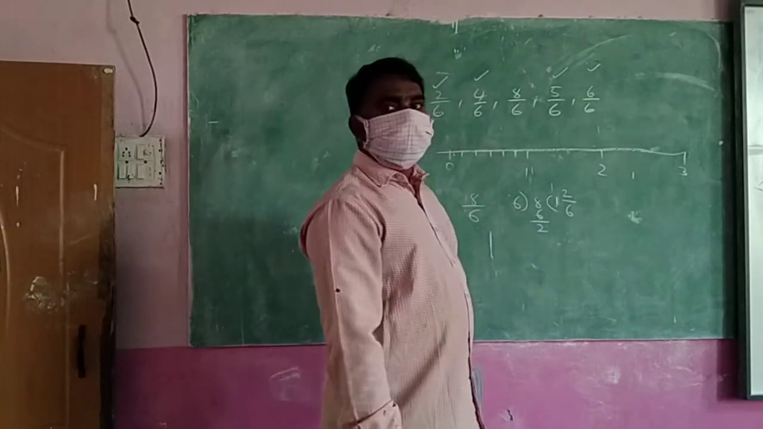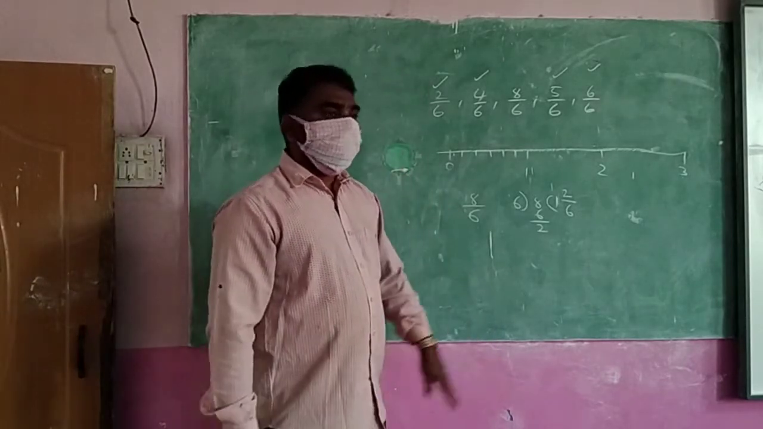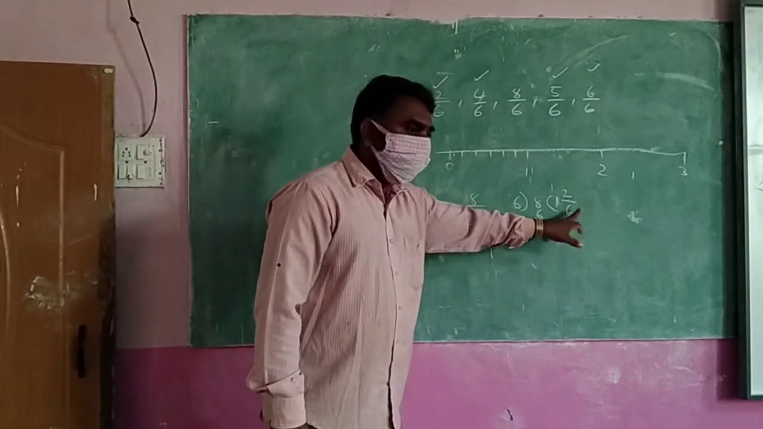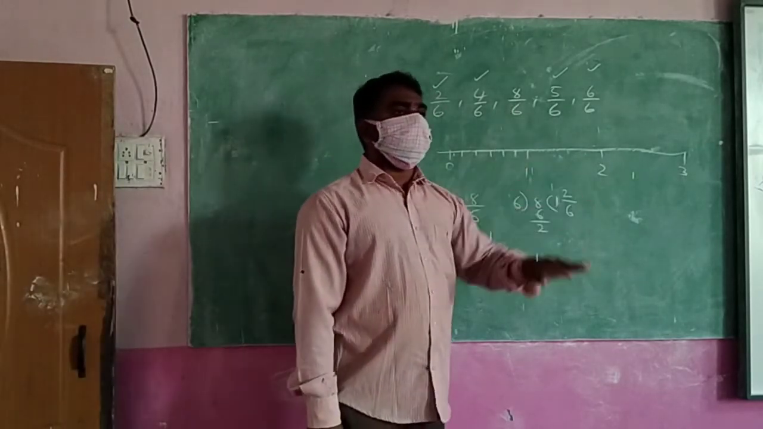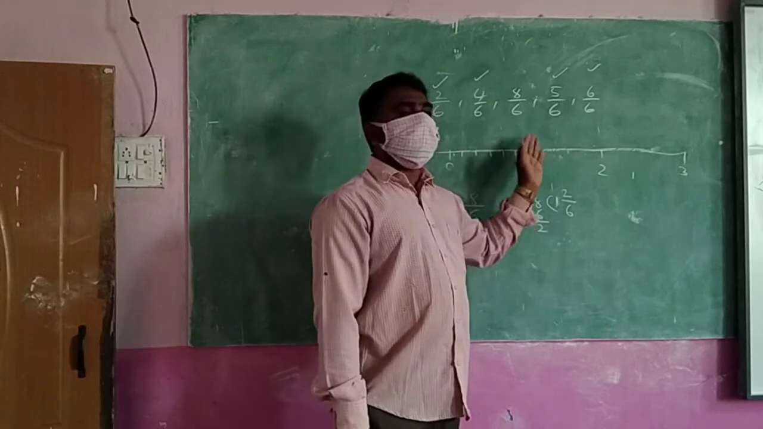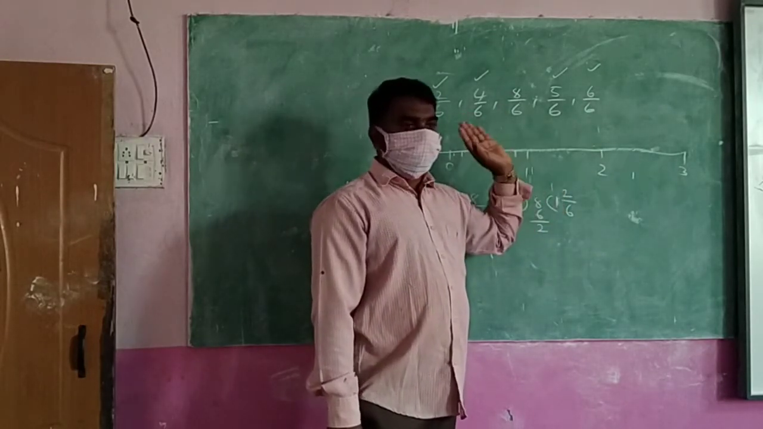1, 2 by 6. Where is it? In between 1 and 2. What is the meaning of 1, 2 by 6? 1 and something. It means 1 and after it there is more. So it is between 1 and 2 only. Yes, it is in between 1 and 2.